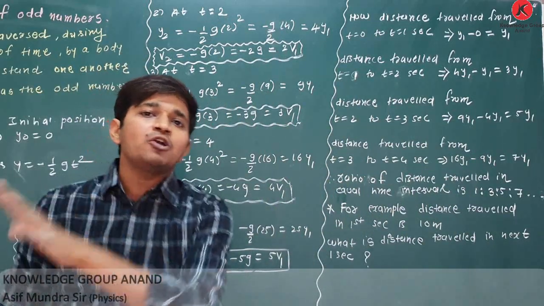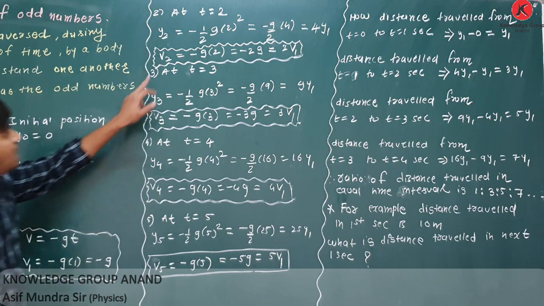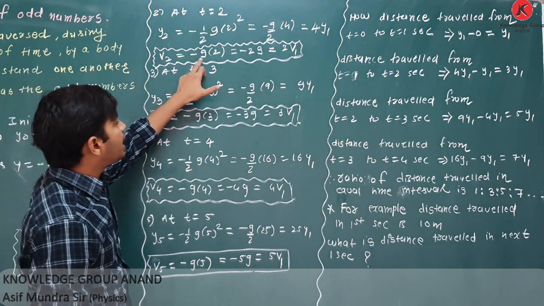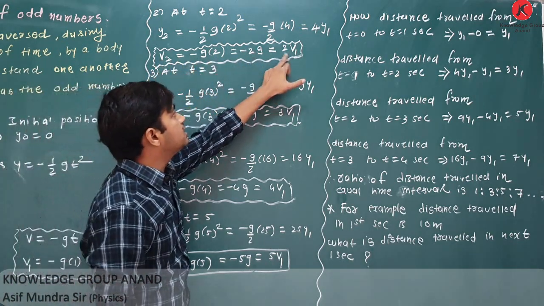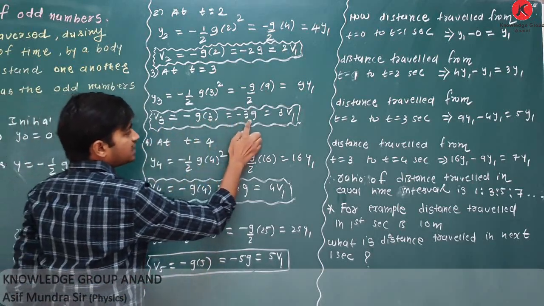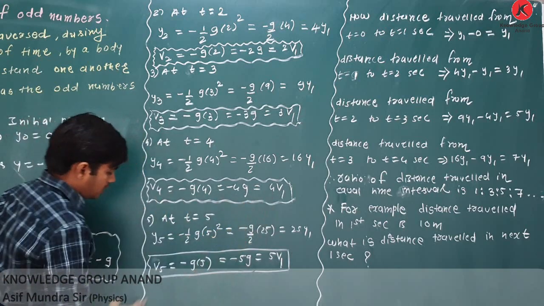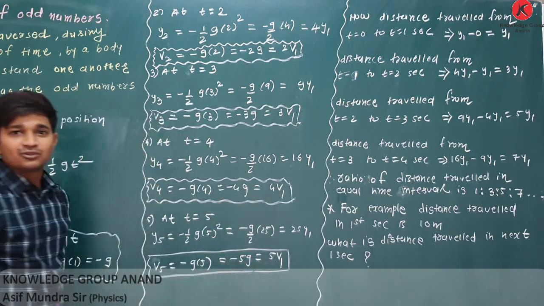Now what about velocity? What is the equation of velocity? v is equal to minus gt. At time t is equal to 1, what is the velocity? v1 is equal to minus g. Yes, at time t is equal to 2, v2 is equal to minus g into 2, minus 2g, which means 2v1. At time t is equal to 3, minus 3g is equal to 3v1, v4 is 4v1, v5 is 5v1.